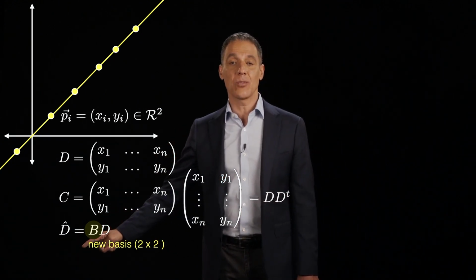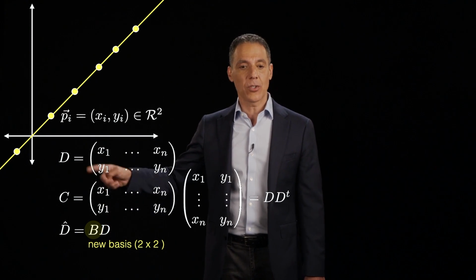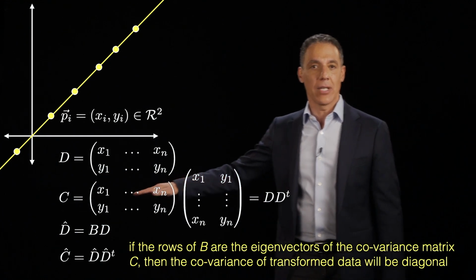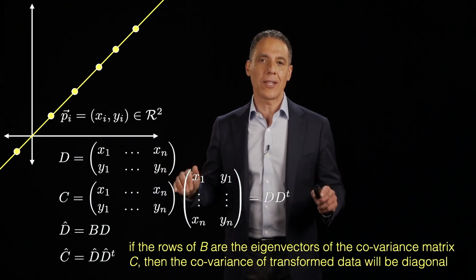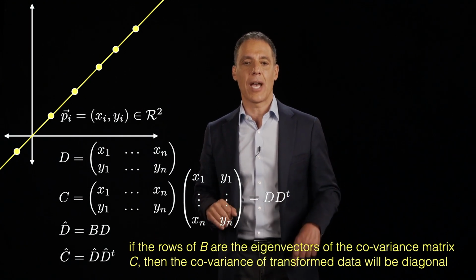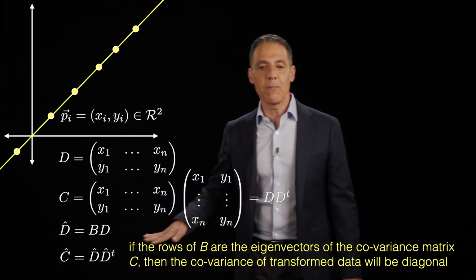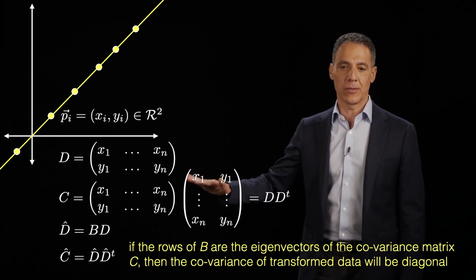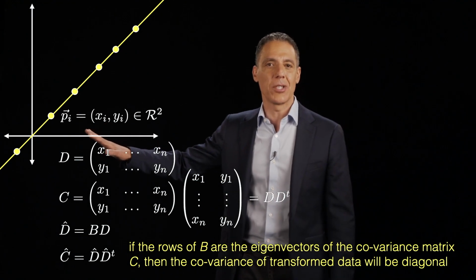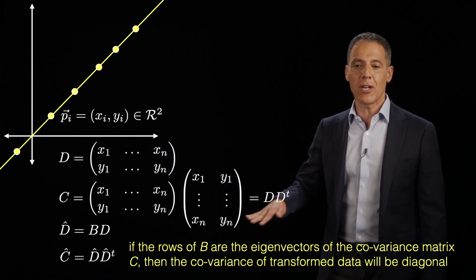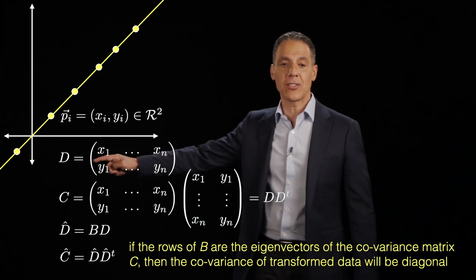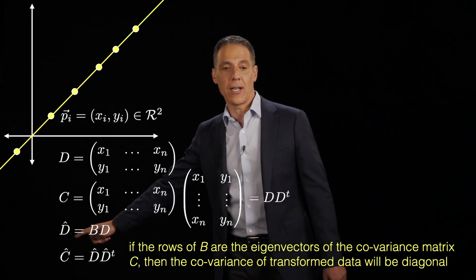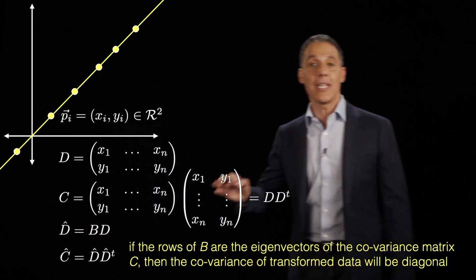And so now the question is, what is B? B, of course, is going to depend on C, which is the covariance matrix. And in particular, I'm not actually going to prove this, although the proof is relatively elegant, but it takes a little bit longer than we have time for here. But if the rows of B are the eigenvectors, there they are again. Eigenvectors are so incredibly important, even though when you learned them in linear algebra, it didn't seem that way. If the rows of B are the eigenvectors of the covariance matrix, C, then the covariance matrix of the transformed data, which is d hat here, is diagonal.